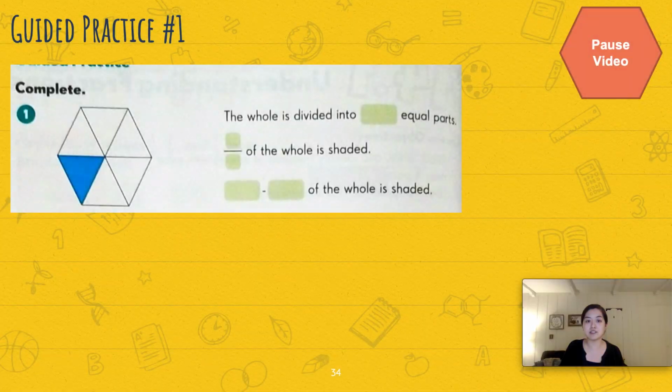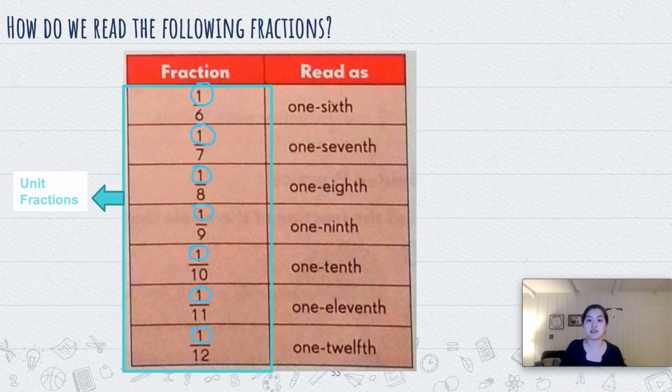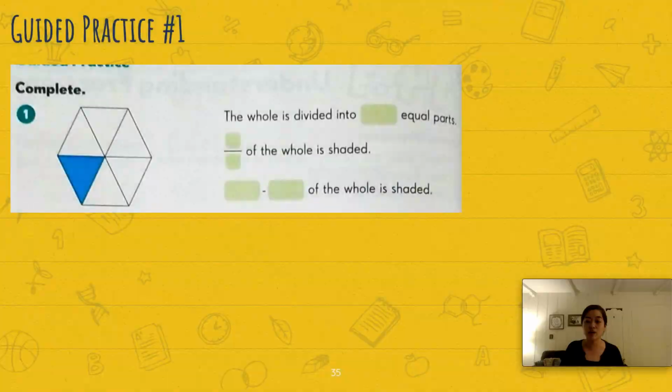Let me just show you here. Look at this, right? 1/6, no S. 1/7, no S. 1/8, no S. 1/9, no S. 1/10, no S. 1/11, no S. 1/12, no S. Because this is only describing how many? 1. So it's singular, so no S.